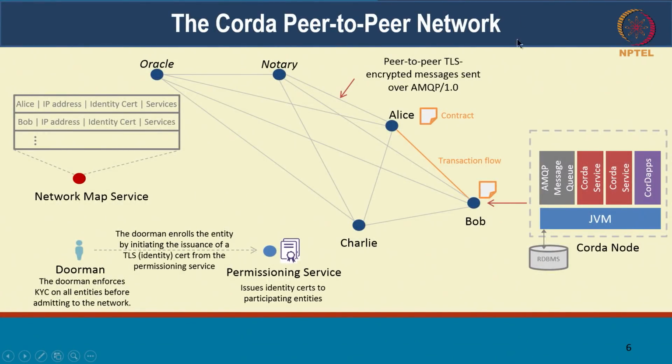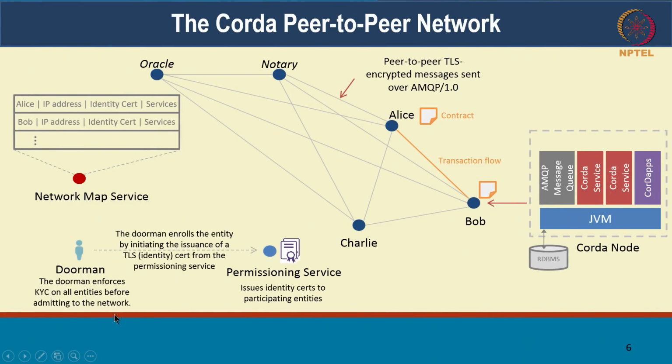Corda is, of course, a peer-to-peer network. There are multiple entities on this network, let's say Alice, Bob, and Charlie. These could be banks, financial institutions, or others who are part of this Corda network. There are other entities like notaries and oracles. These are in some ways trusted entities. We'll talk about the function of notaries and oracles in the next lecture, once we understand how the basic set of transactions and contracts work in Corda. All the message exchanges between peers as well as notaries and oracles happen over TLS encrypted messages sent over AMQP.